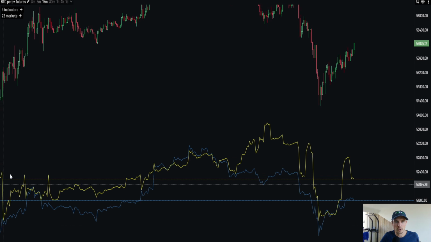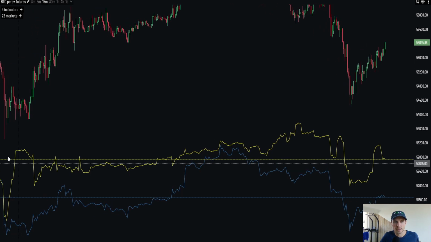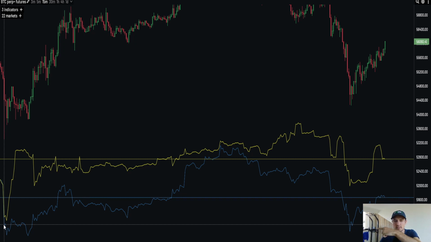You can see that the low on the chart had a blue CVD line at this particular level, but right next to my webcam here, you can see that the blue line dipped below that horizontal cursor line.